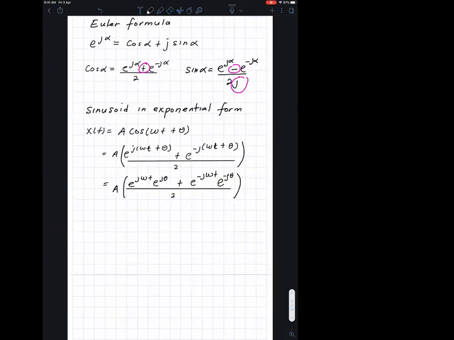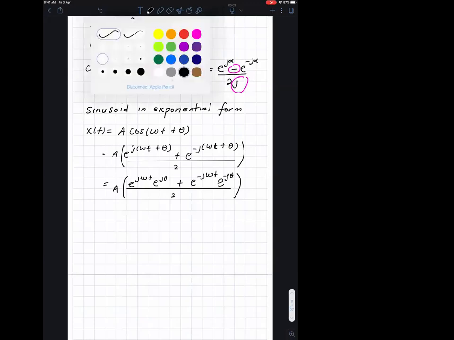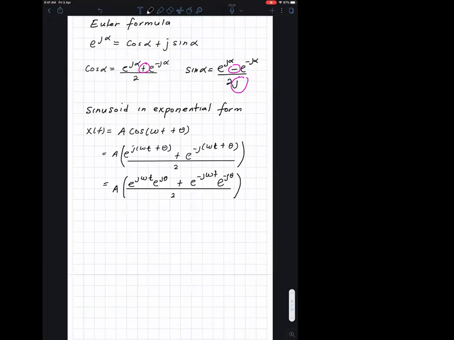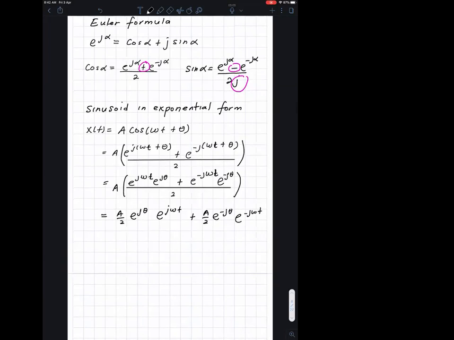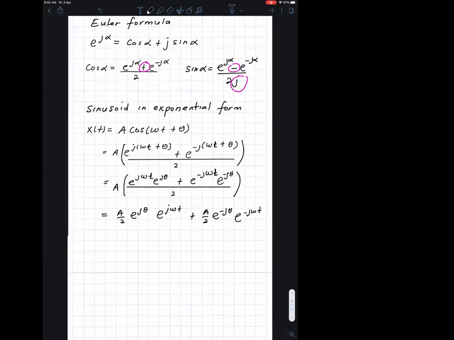After doing this, we can separate the constant part from the variable part. This is t. A over 2 e to the j theta, e to the j omega t, plus A over 2 e to the minus j theta, e to the minus j omega t. Okay, I'm just multiplying the A through, and then I separate the exponents.